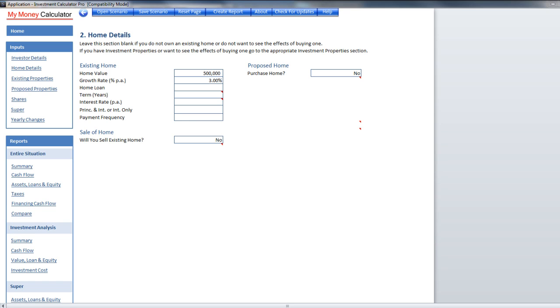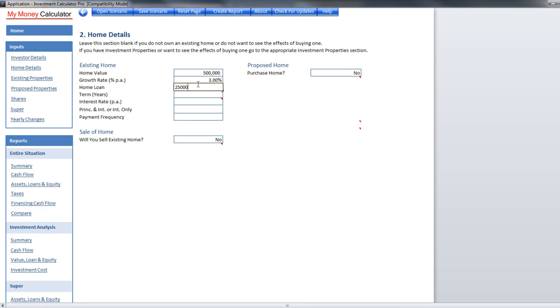Moving to the loan details, you can enter the value of the home loan, which we'll put as say $250,000. And we can choose the years remaining on the loan, the interest rate per annum, the payment terms, and the frequency of payments. So let's put in a loan term remaining of say 20 years with an interest rate of 7.5% and it pays principal and interest. And payments are made fortnightly.